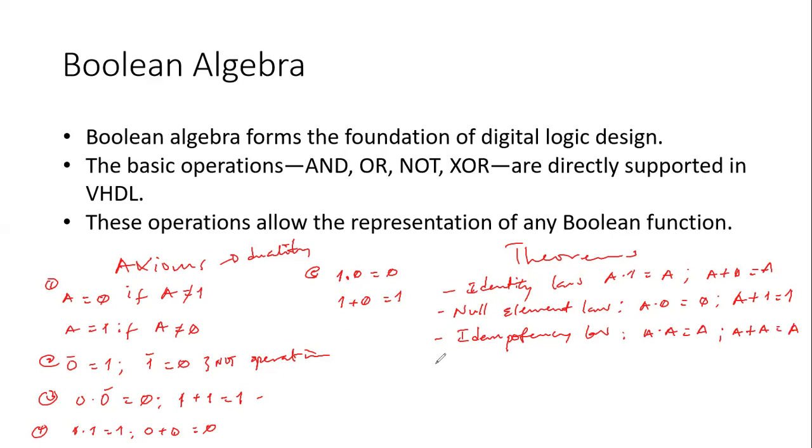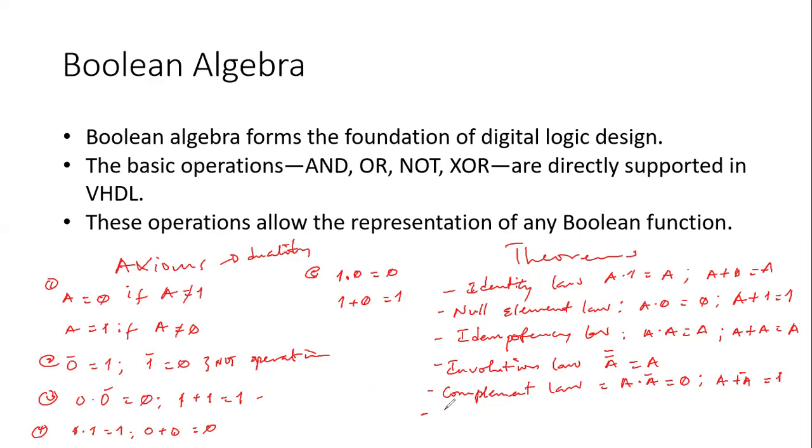Then we also have involution, which is the complement of complement, the involution law. So if we take the complement of a complement, then we have that element, A. Then we also have the complement law, such that A dot A bar will give us 0, because if A is 1 and A bar is 0, then the product will be 0. And by duality, A plus A bar will give us 1. So if A is 1 and A bar is 0, then we have 1.